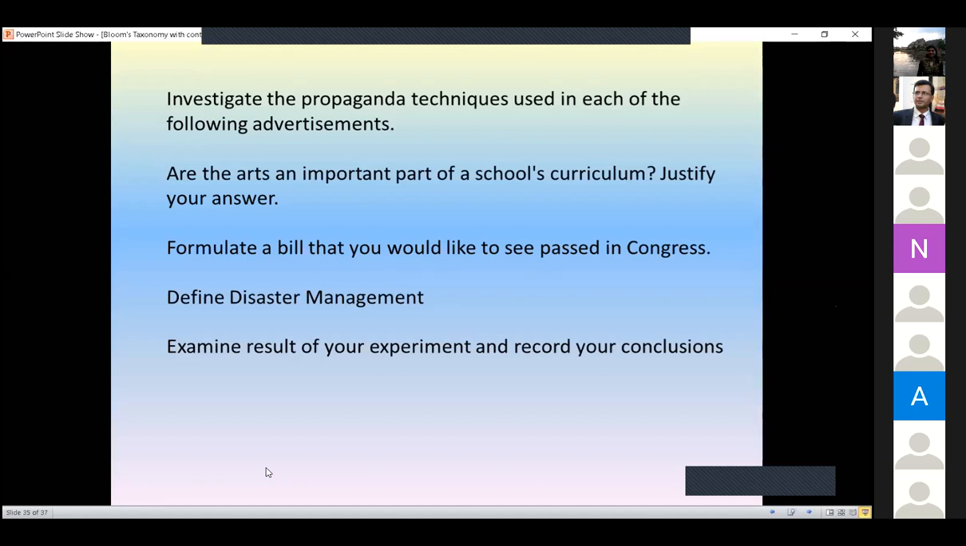Examine the result of your experiment and record your conclusions. Analyze, ma'am. You're recording your conclusions. Evaluate. So evaluation, absolutely. Analysis is part of it, but you're evaluating because you're recording your conclusions.